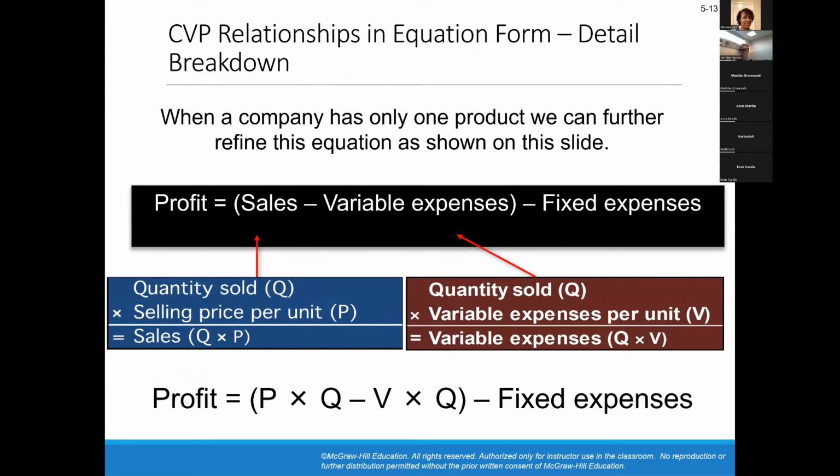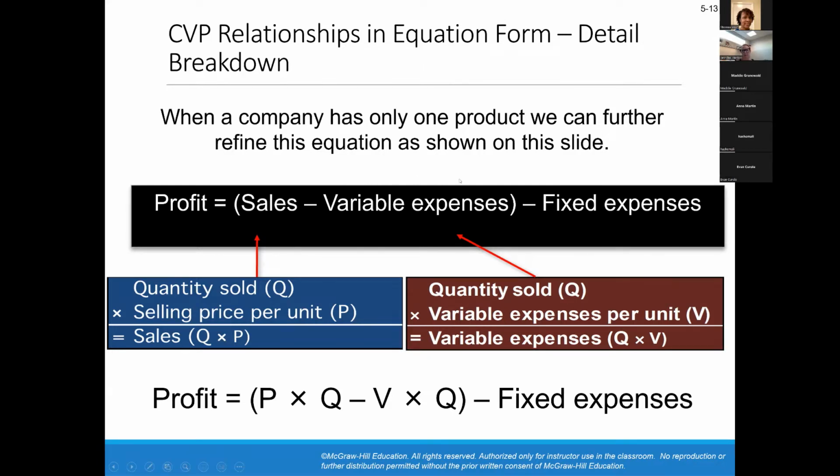Okay. So when we only have one product, we can look at the equation a little bit different. And this could be handy when you work in some of the homework problems. We look at the profit equals sales minus variable expense minus the fixed expense. What are the sales? How do we calculate that out? Well, maybe we have a sale price per unit, but we don't know what the total in sales is. It's going to give you the quantity. So you'll be able to take the sales and calculate that out. We'll say, here's my quantity that I sold times the price of each unit. So if I multiply those together, I get my total in sales.